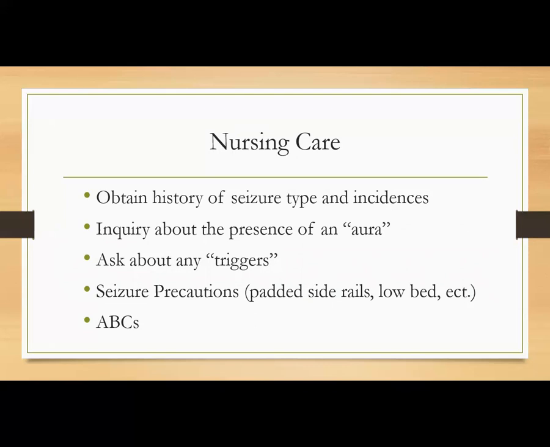Seizure precautions. So when the patient comes in initially, making sure you've got the padded side rails, low bed, everything like that. So on this first section of it, you do kind of want to make sure that you're obtaining that history of seizure types and incidences. So knowing what kind of seizures the patient's going to have, knowing the presence of the aura and different triggers.